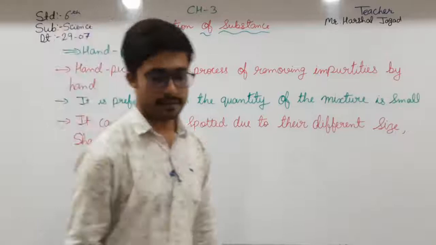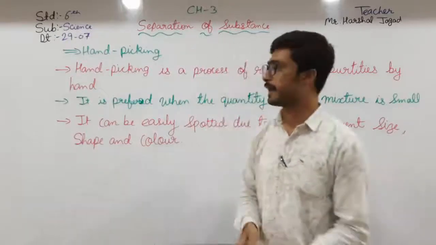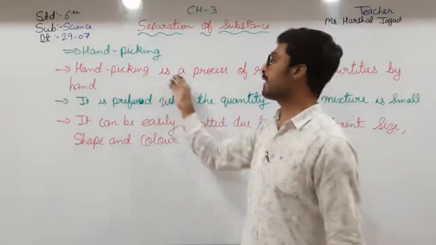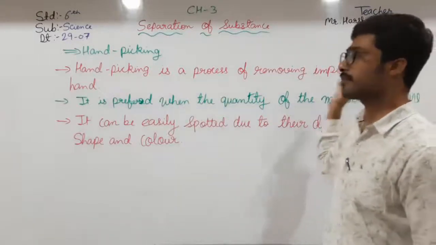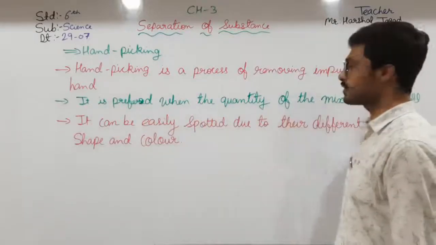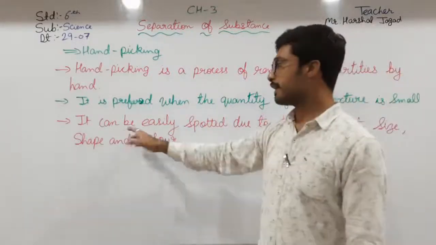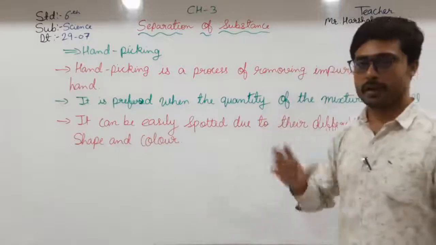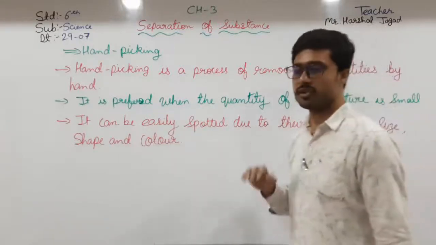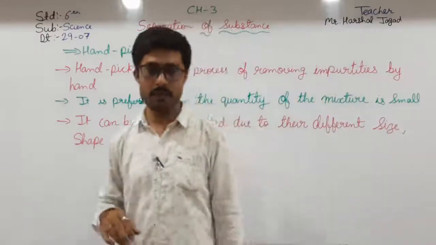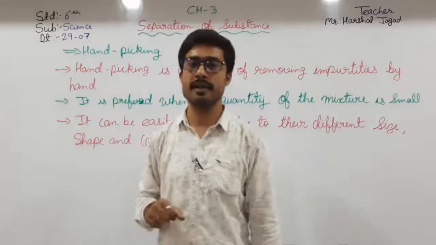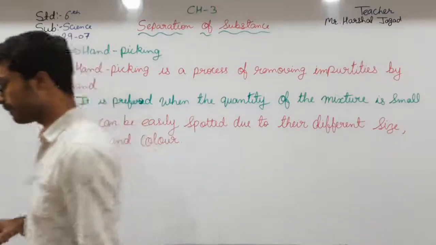Okay, so this is all about hand picking. In three points, hand picking is covered. Hand picking is the process of removing impurities by hand. It is preferred when the quantity of the mixture is small, and the impurities can be easily spotted due to their different size, shape and color. This is all about hand picking. Okay, if you want to write these points, then you can write. I am giving you some time.